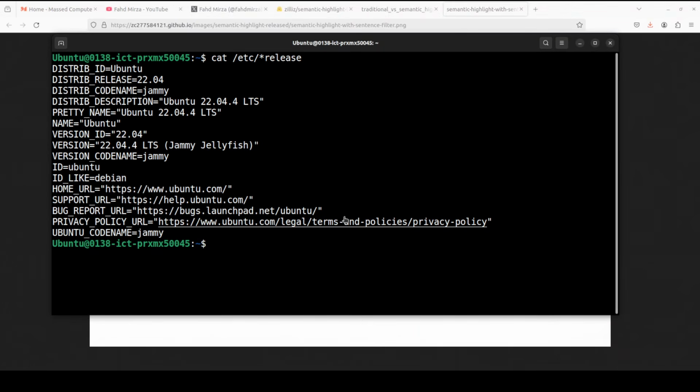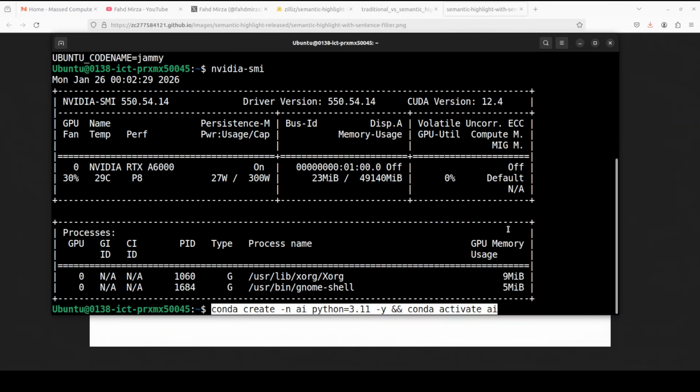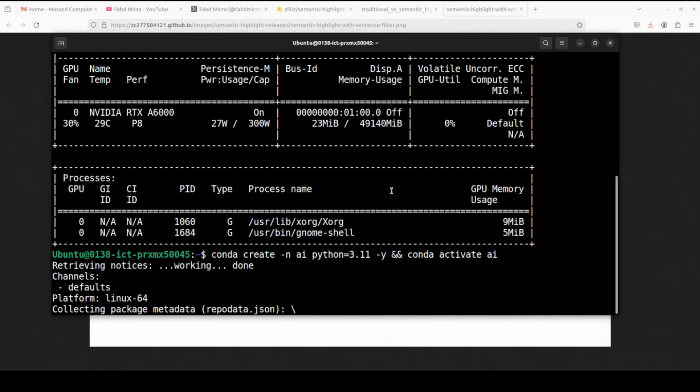I'm going to use this Ubuntu system. I have one GPU card, NVIDIA RTX 6000 with 48 GB of VRAM, but with such a small model you really don't need any GPU. You can easily run it on your CPU.